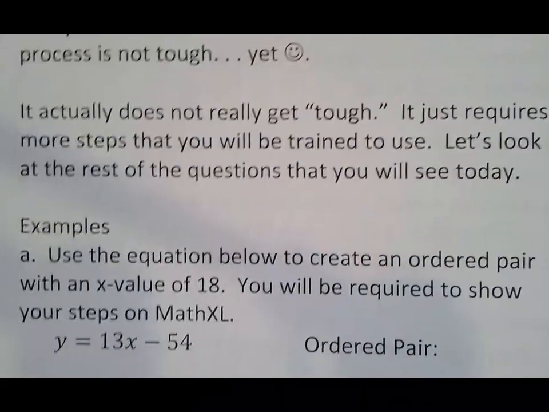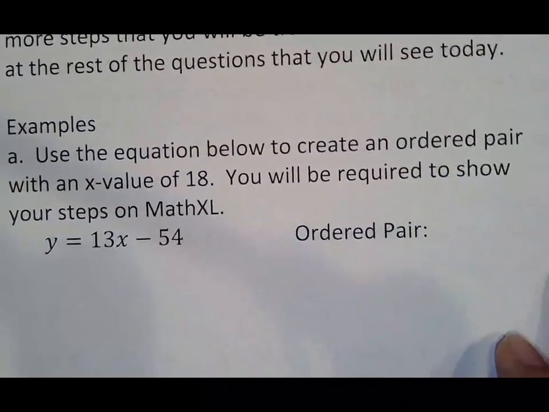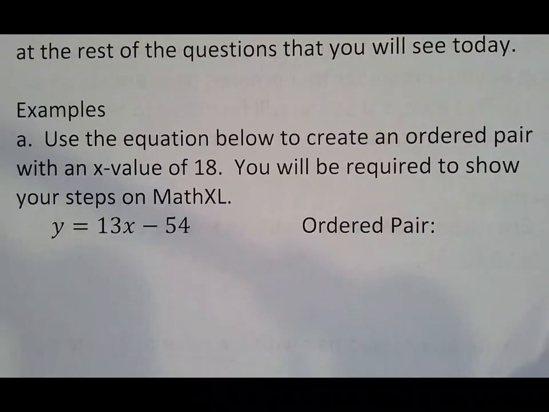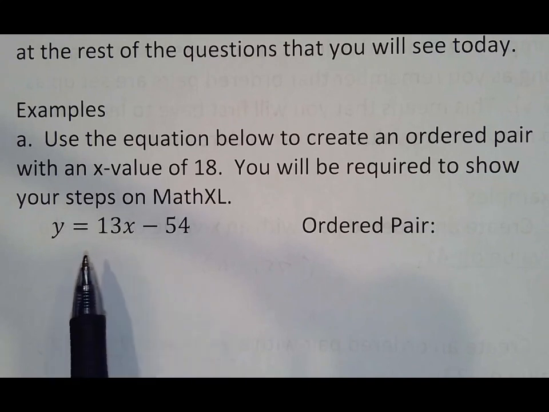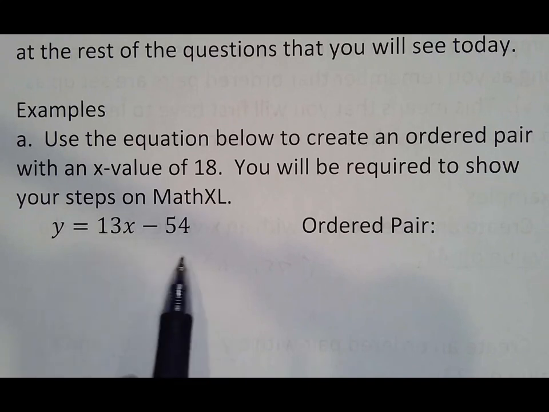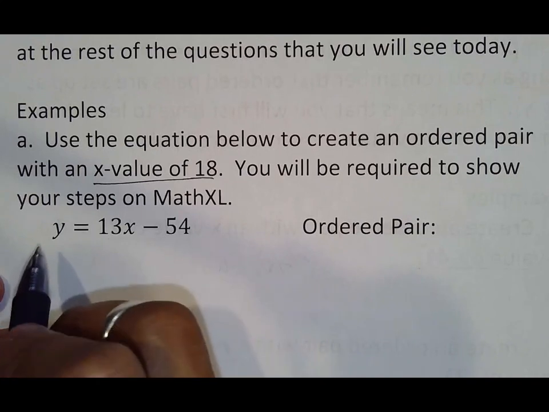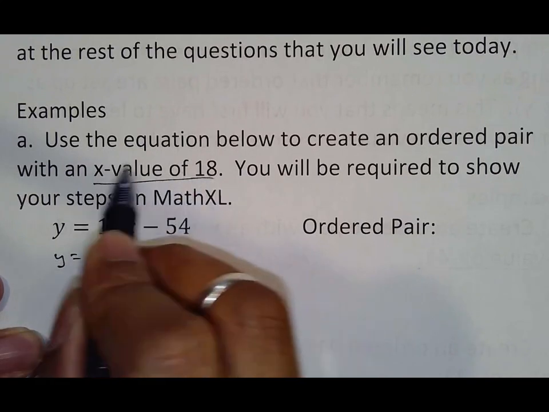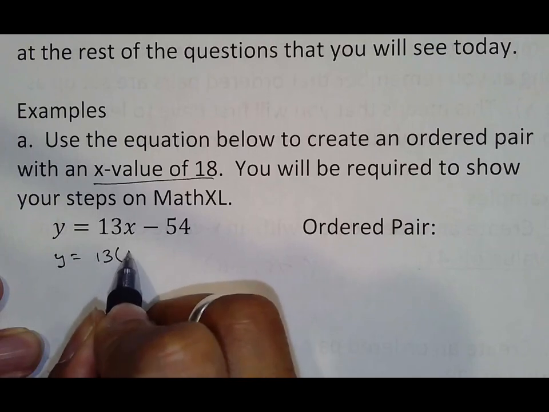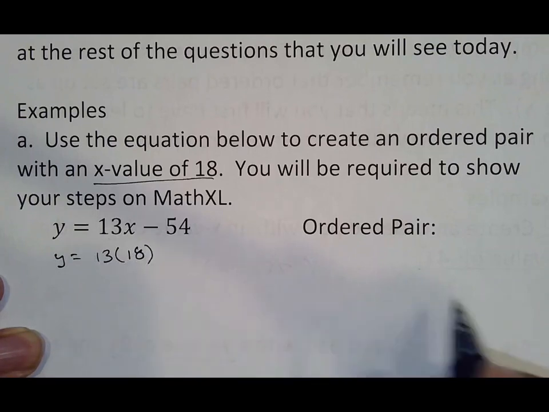So you're going to see questions that say, and this is the majority of your assignment, use the equation to create an ordered pair with an x value of 18. Again, you are going to be required to show your steps on MathXL, so please write down in your notes exactly what I write so you know exactly what to write on your questions. So the first thing it gives me is the x value of 18. And so what I do is I put y equals, and since x is 18, I substitute 13 times 18 minus 54.